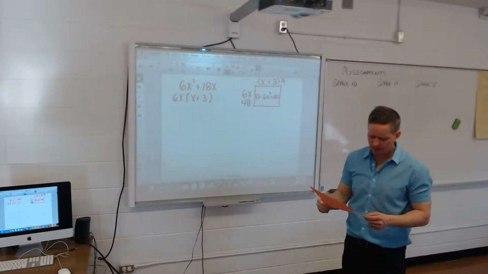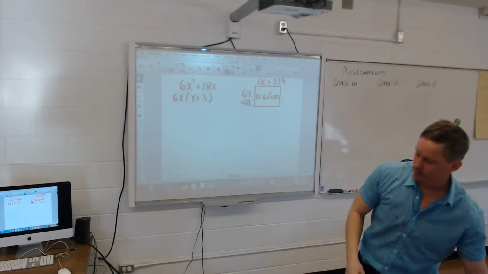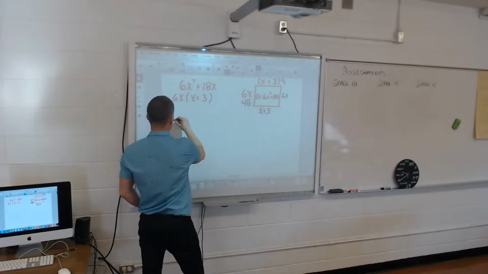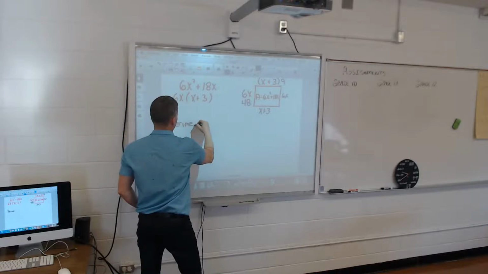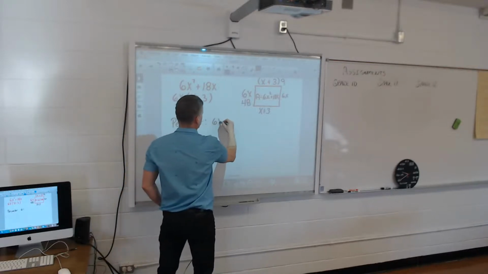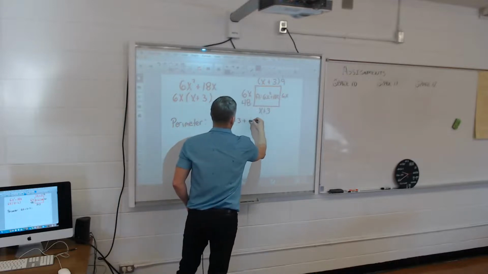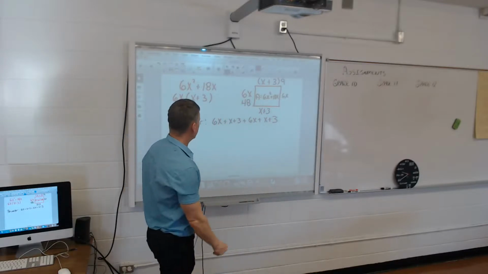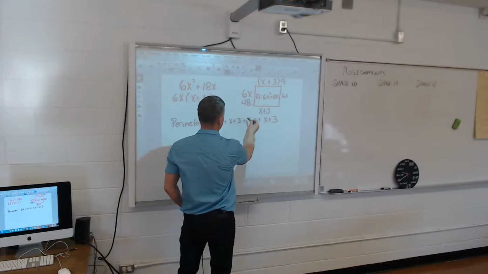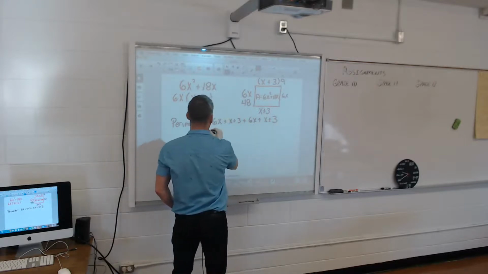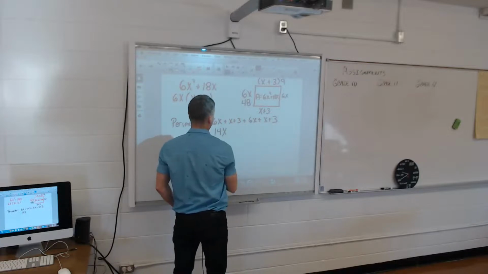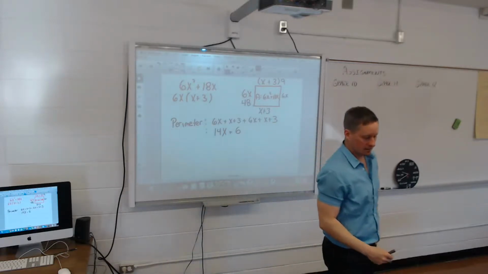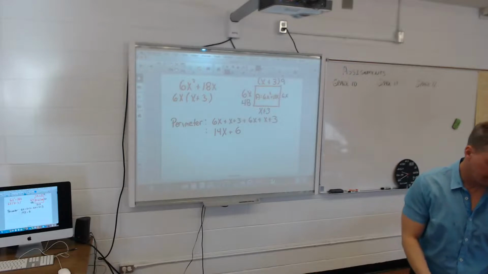And then it says write an algebraic expression for the perimeter of the parking lot. So that's x plus 3. That's 6x. So the perimeter is 6x plus x plus 3 plus 6x plus x plus 3. So the same thing I did in the last question. 6x and 1x make 7x, 13x, 14x. And then I've got 3 plus 3, which is 6. So there's the algebraic expression for the perimeter of the parking lot.